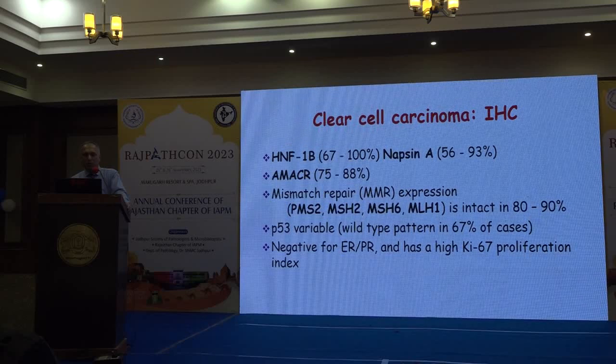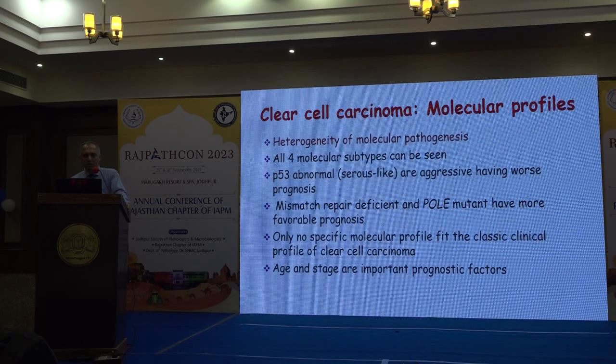And there are all sorts of markers which are available. MMR expression is intact in most of these patients. ER/PR can most likely be negative. P53 can be variable, so P53 can be a defining marker in this. There is a heterogeneity of molecular subtypes; all four molecular subtypes can be seen in this. And the ones which are P53 abnormal clear cells are still higher, more aggressive.